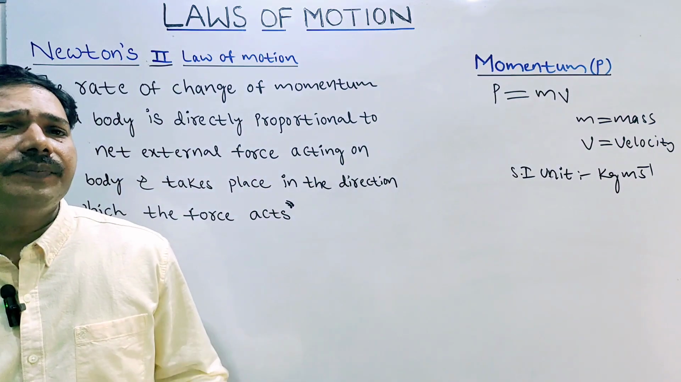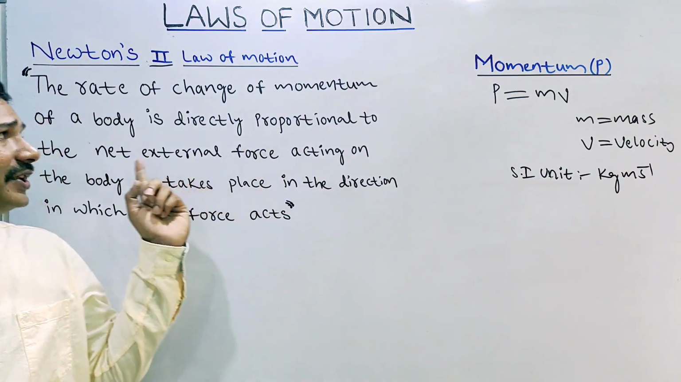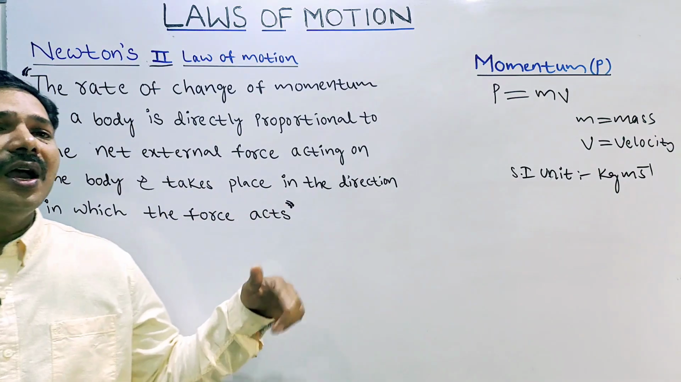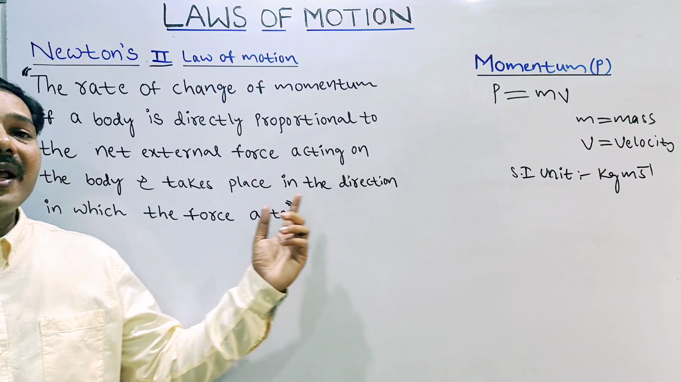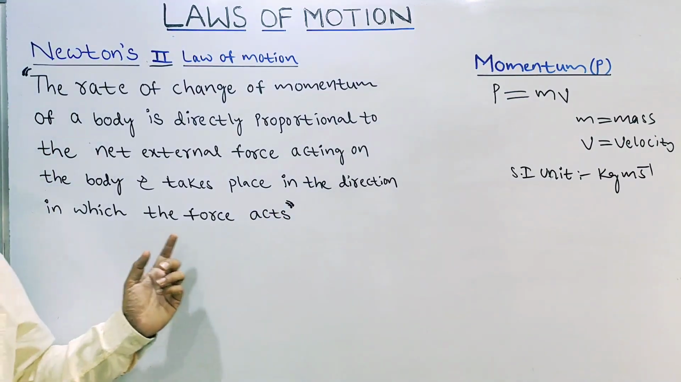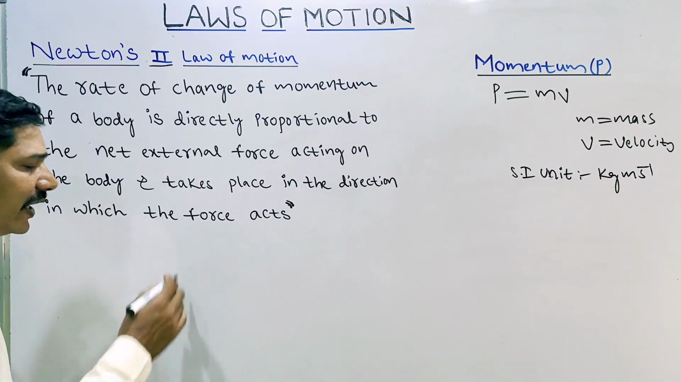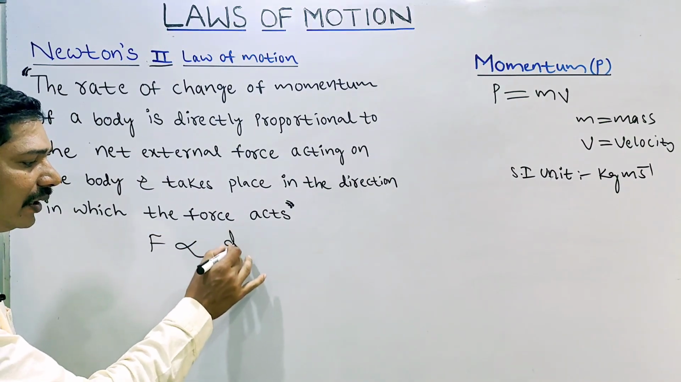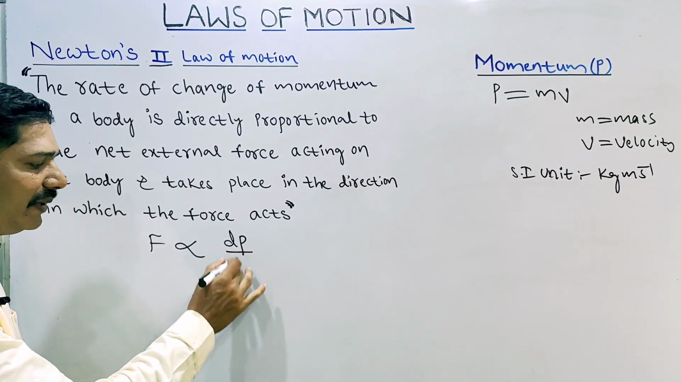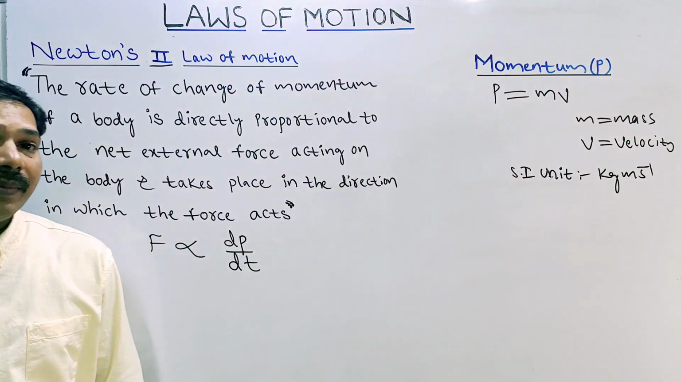Okay, here is Newton's second law. The rate of change of momentum is directly proportional to the external force acting on the body, and it takes place in the direction in which the force acts. According to the definition, we can take F is directly proportional to the rate of change of momentum, that is dp by dt.